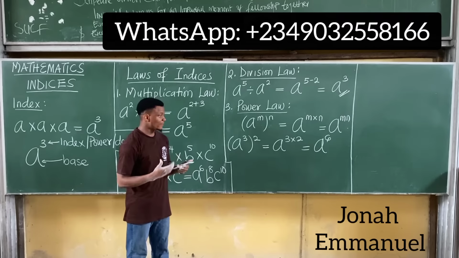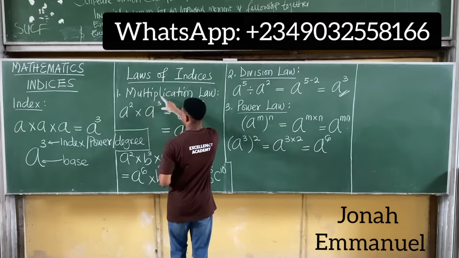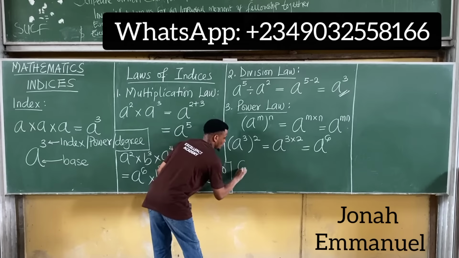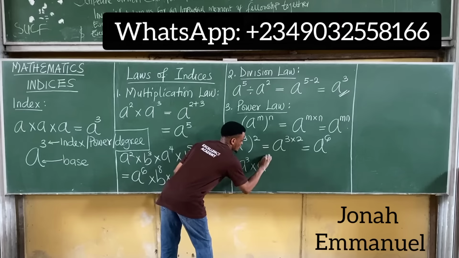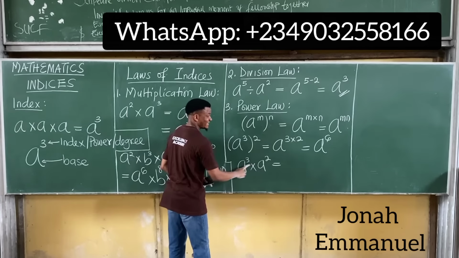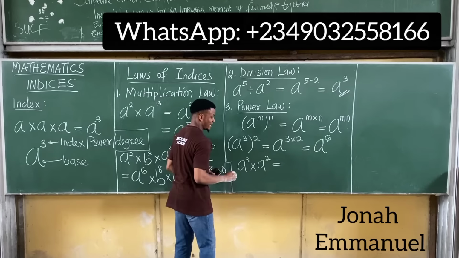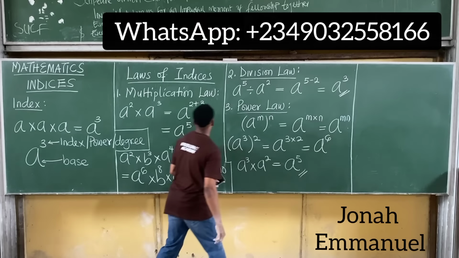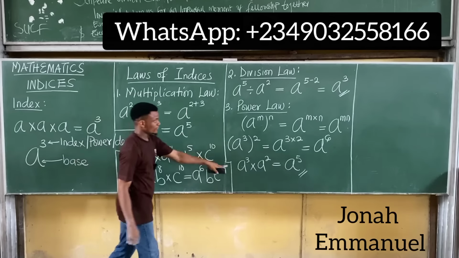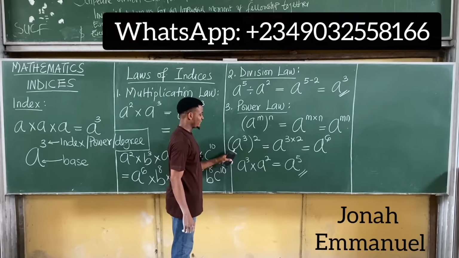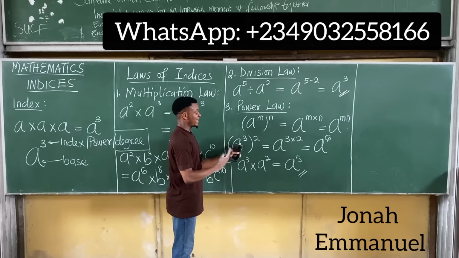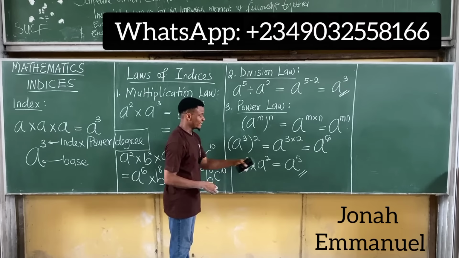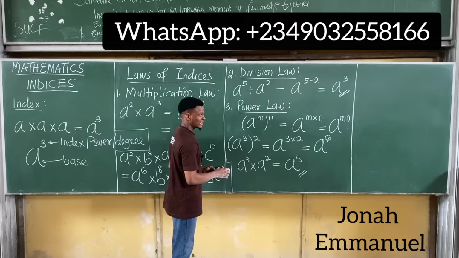Please do not confuse the power law with the multiplication law. They are two different things. For the multiplication law, we said if I have A to the power 3 times A to the power 2, in this concept, we are adding the powers. So it becomes A to the power 3 plus 2, which is 5, just as we said here. Please do not confuse this with the power law. For the power law, we're saying if you have A to the power 3, that is being multiplied by itself n number of times.